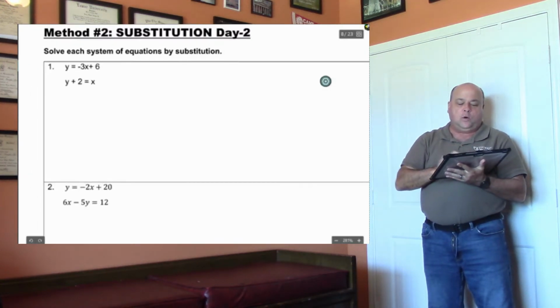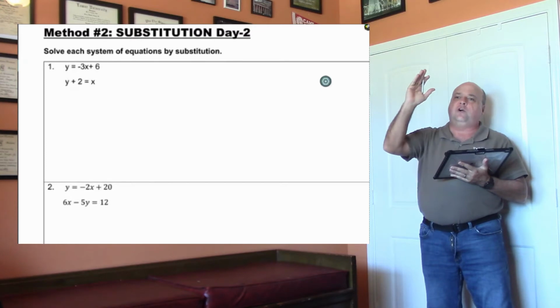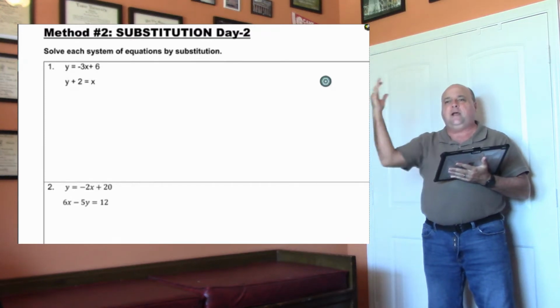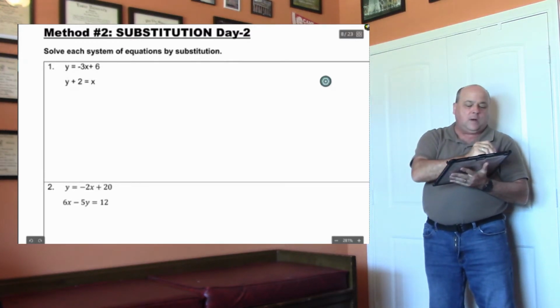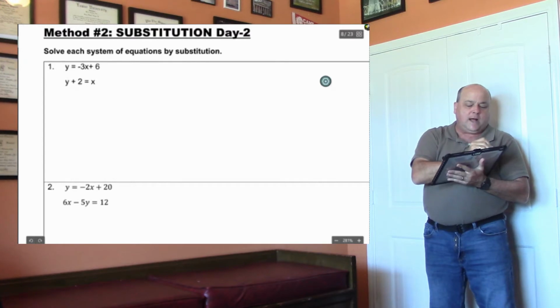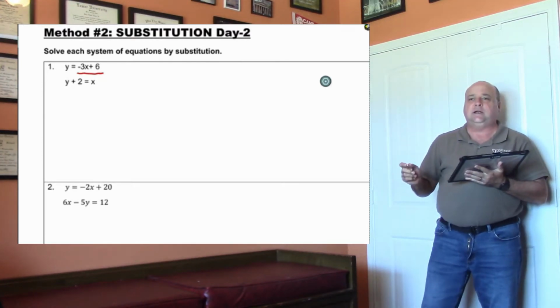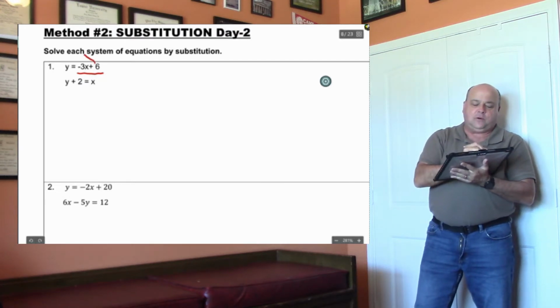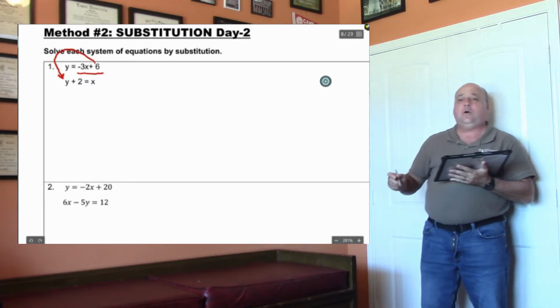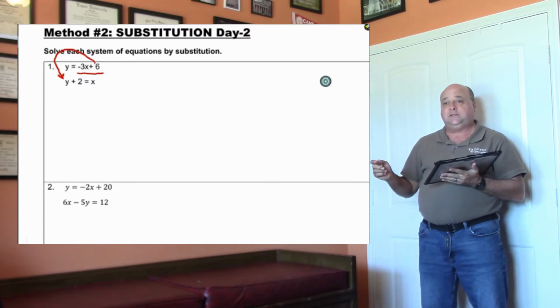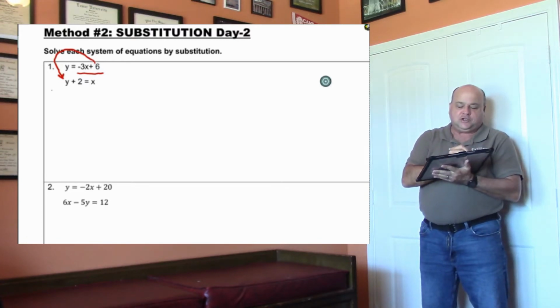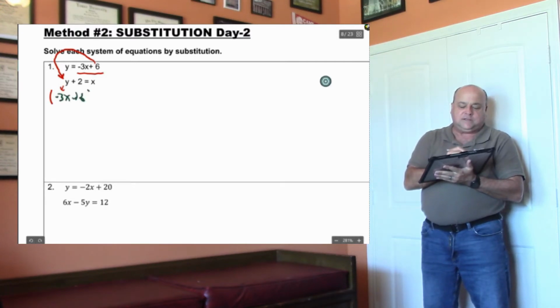And we're going to do number one. Notice on number one, the first one solved for y, the second one for x. We're going to use the one that solved for y. So underline what y is equal to. Y is equal to negative 3x plus 6. I'm going to take the negative 3x plus 6 and replace that y with negative 3x plus 6. So I'm going to start a parentheses, and then in place of that y, I'm going to put negative 3x plus 6.